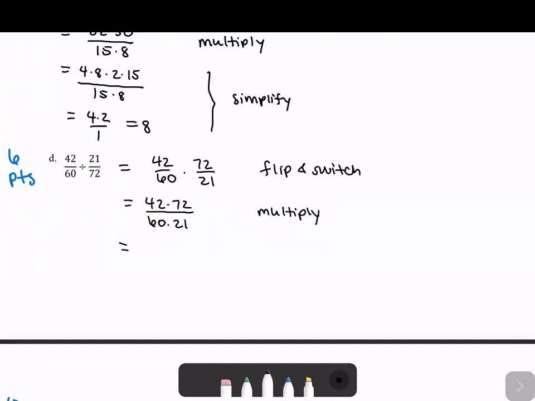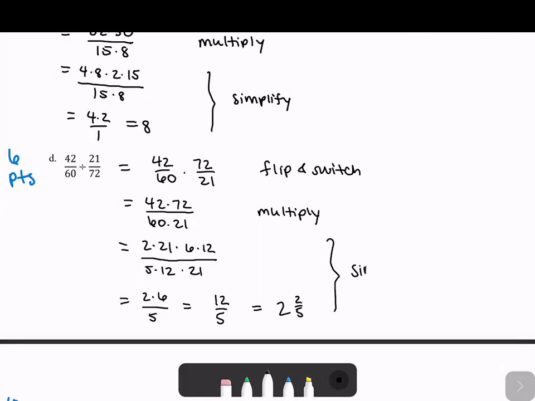And then we know that we can write 42 as 2 times 21. And we know that we can write 72 as 6 times 12. We can write 60 as 5 times 12, then 21. So the 21s will cancel and the 12s will cancel. So this is 2 times 6 over 5, which is 12 over 5, which if you want to write it as a mixed number, this is 2 and 2/5. So all of this again was the simplifying step. Okay.